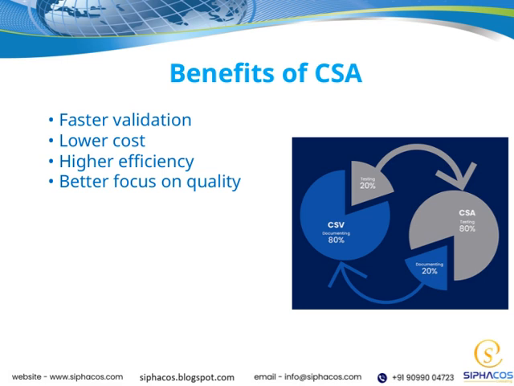And finally, CSA enables us to focus more on quality. Since many tedious tasks are automated or simplified, we can dedicate more attention to ensuring our software truly meets high standards. All of these points tie back to our overall goal: delivering better, more reliable software faster and more cost-effectively.